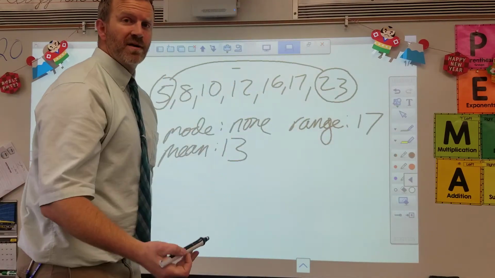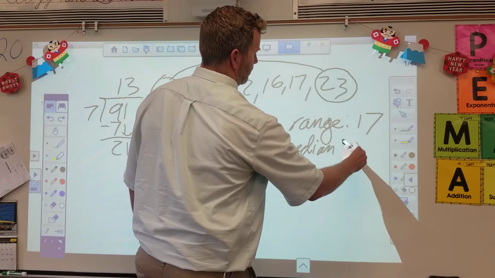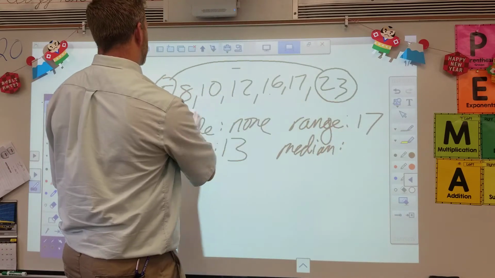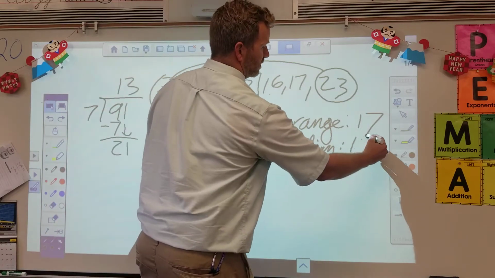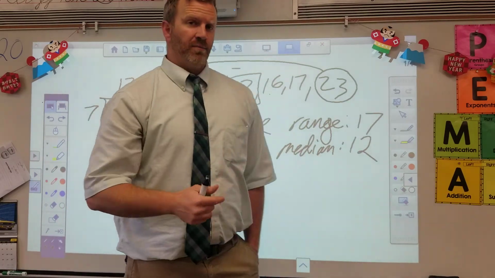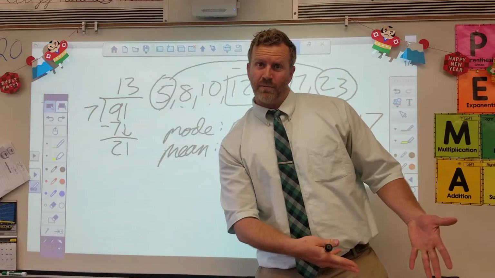And then we've got to find our median. Remember, the median is the number in the middle. So we've got 1, 2, 3, 1, 2, 3. Our number in the middle is 12. Awesome. Hopefully we're all hanging in there so far. If you see me looking down, checking out my book right here.